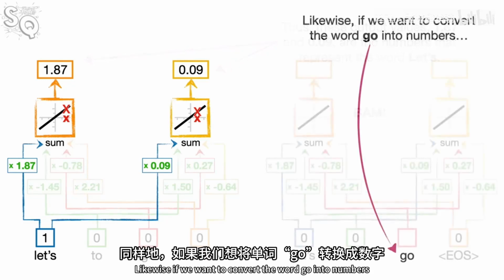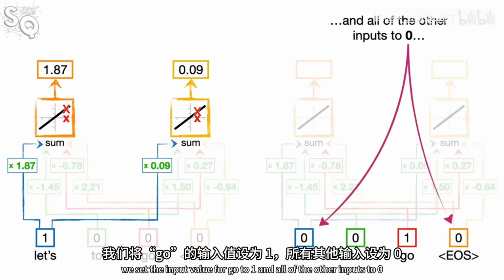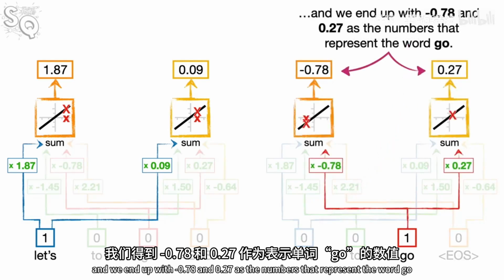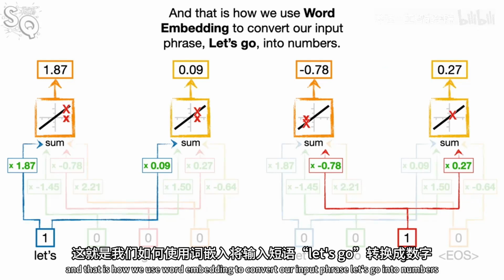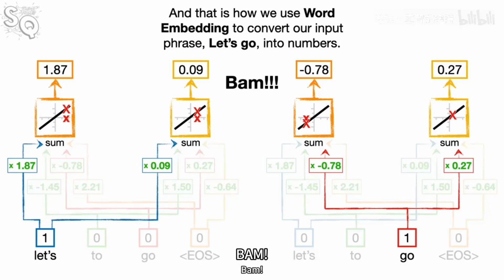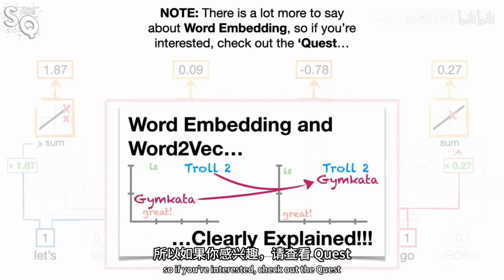Bam! Likewise, if we want to convert the word "go" into numbers, we set the input value for "go" to 1, and all of the other inputs to 0, and we end up with negative 0.78 and 0.27 as the numbers that represent the word "go." And that is how we use word embedding to convert our input phrase, "let's go," into numbers. Bam! Note, there's a lot more to say about word embedding, so if you're interested, check out the quest.